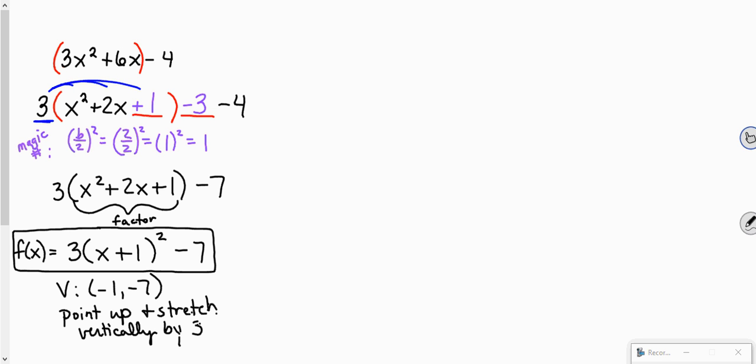This one is going to be a little uglier because I'm going to have a fraction out front. So 1/2 x squared minus 2x plus 7. Okay, that's what I'm starting with. That is standard form. Now, first thing I'm going to do is group the first 2 terms and factor out the 1/2 out of the first 2 terms.